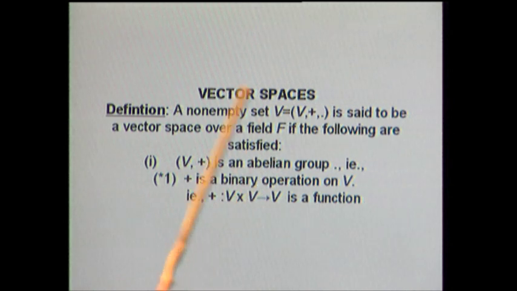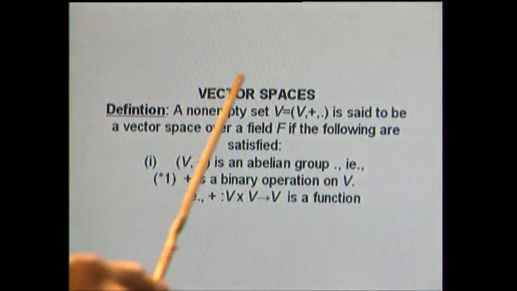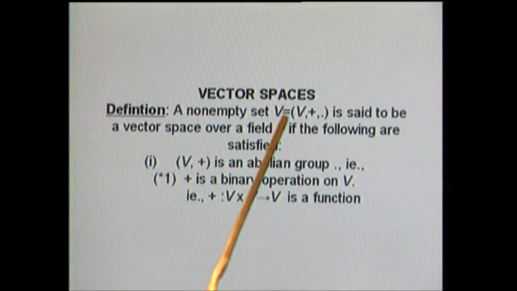You may also recall that the set of real numbers forms a field, the set of complex numbers forms a field, and the set of rational numbers also forms a field. Now, we define when a non-empty set V over a field F is a vector space.